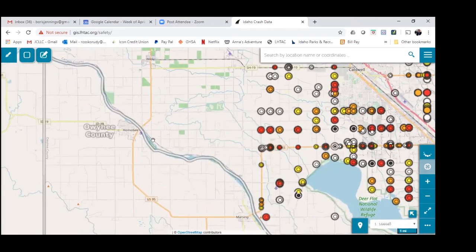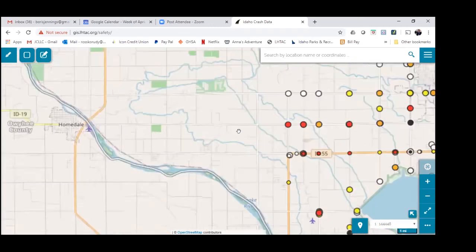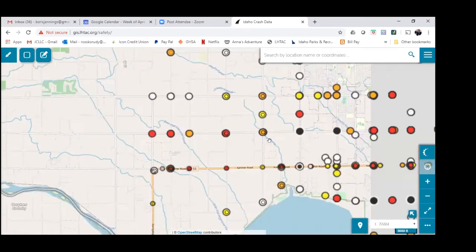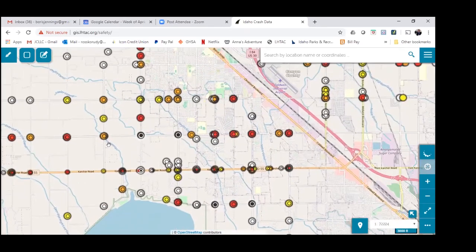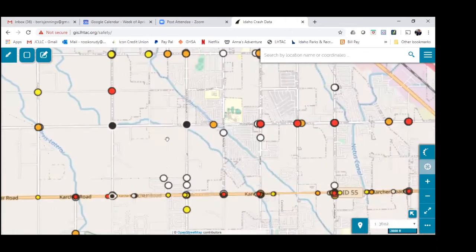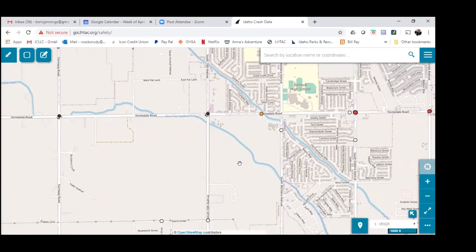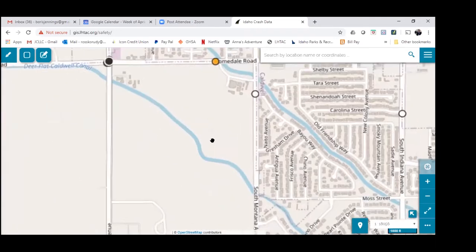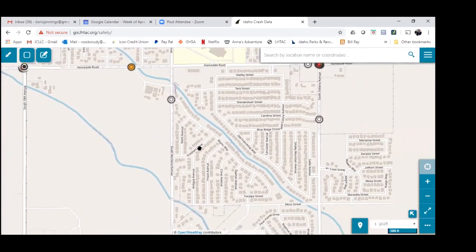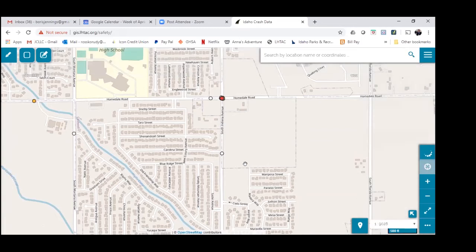Now there might be a little bit better way, but I see Homedale. I'm getting close. There's Homedale Road. I'm going to go on across. Okay, come on down. We're still on Homedale Road. Armway. There's Montana. Am I getting close? By golly, there it is. South Indiana Avenue and Homedale Road.